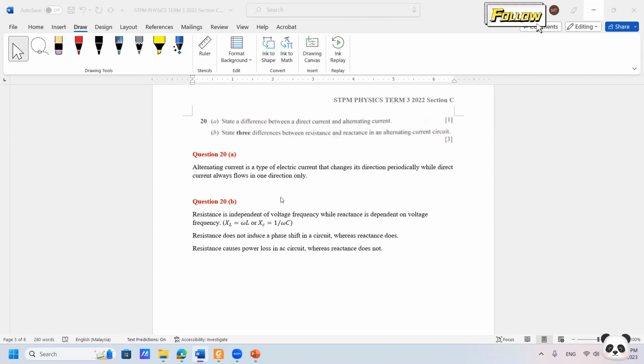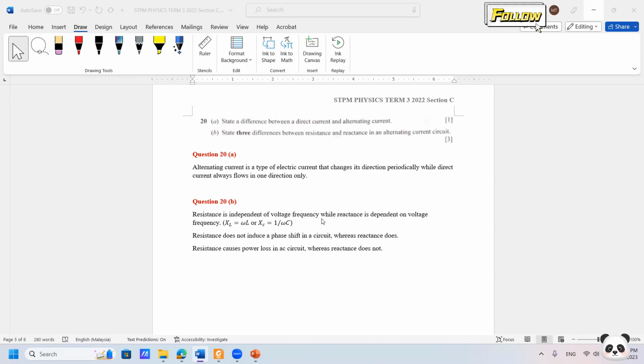So first of all is about the formula that we have learned for the reactance, such as for the inductor it is equal to omega L. For the capacitor, it will be 1 over omega C. The omega here is 2 pi f, which depends on the frequency of the voltage. So first one, we can say that resistance is independent of voltage frequency, while reactance depends on the voltage frequency.